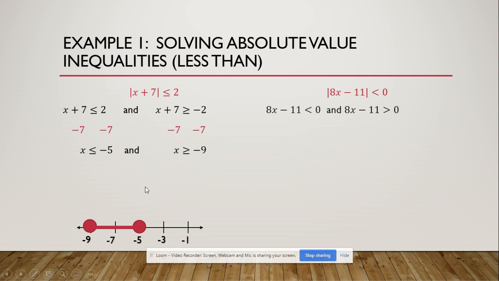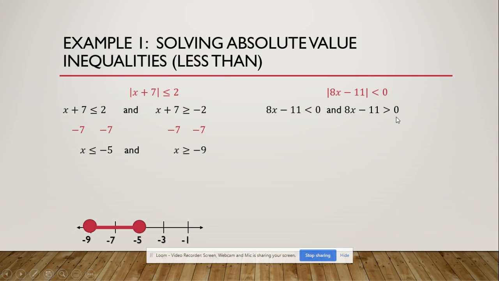All right, so now solving the next one. Once again, it was less than, so I'm combining using the word "and." The first one didn't change except for removing the absolute value. In the one on the right, I removed the absolute value, flipped the inequality, and I changed that 0 to a -0, which basically didn't do anything. But notice what this is saying.